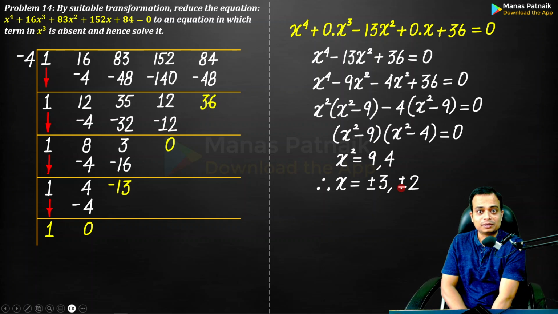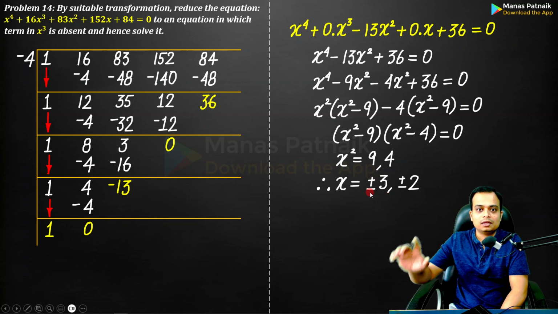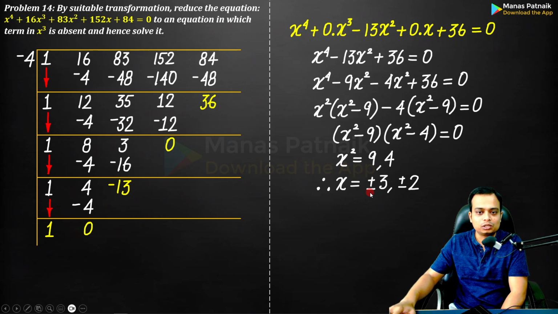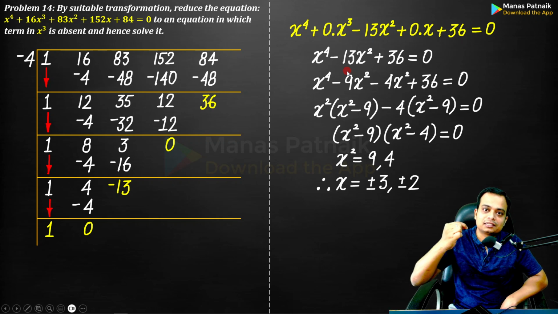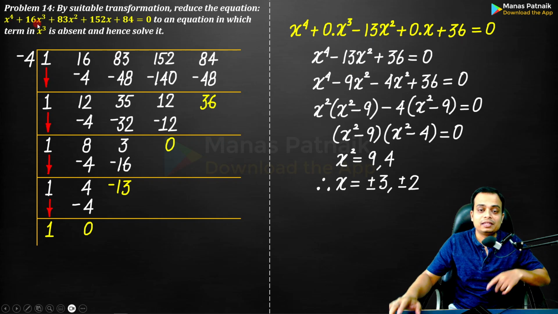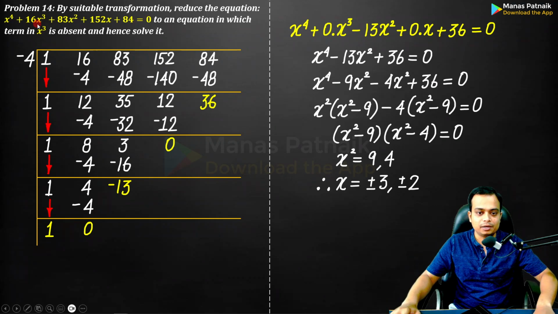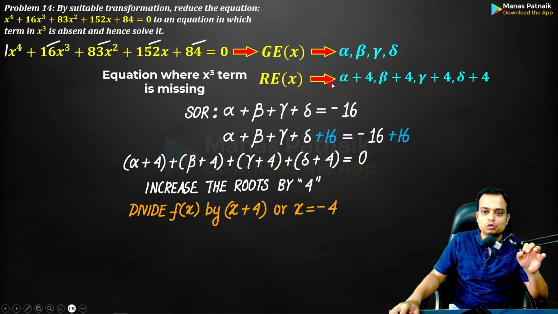Is this your answer? No, sir, this is not our answer. What our answer is, this is the required equation's roots. These 4 roots, plus 3, minus 3, plus 2, minus 2, are the roots of this equation where the x cube term is missing. What we are supposed to calculate are the roots of this biquadratic equation where the x cube term is still present. Let me take you back to the previous slide. If you watch, we are supposed to calculate alpha, beta, gamma and delta. What we just calculated were the roots for this required equation where the x cube term was missing.